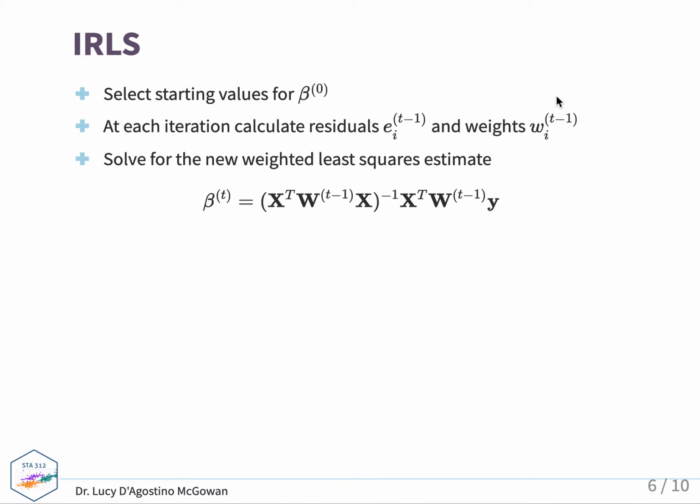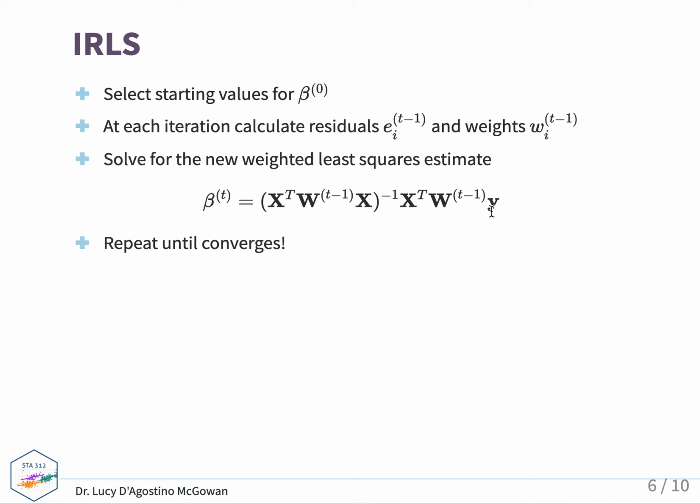And then you solve for the new weighted least squares estimate. And so our new beta t, so the beta in the tth iteration, is going to be equal to x transpose, and then using the weights from the previous one, so w t minus 1. And so that w, if you recall from weighted least squares, is just going to be a diagonal matrix with those weights wi on the diagonal and zeros everywhere else. And then times x. Then take the inverse of that, and then x transpose w t minus 1. So this is, again, the weights from the previous iteration times y.